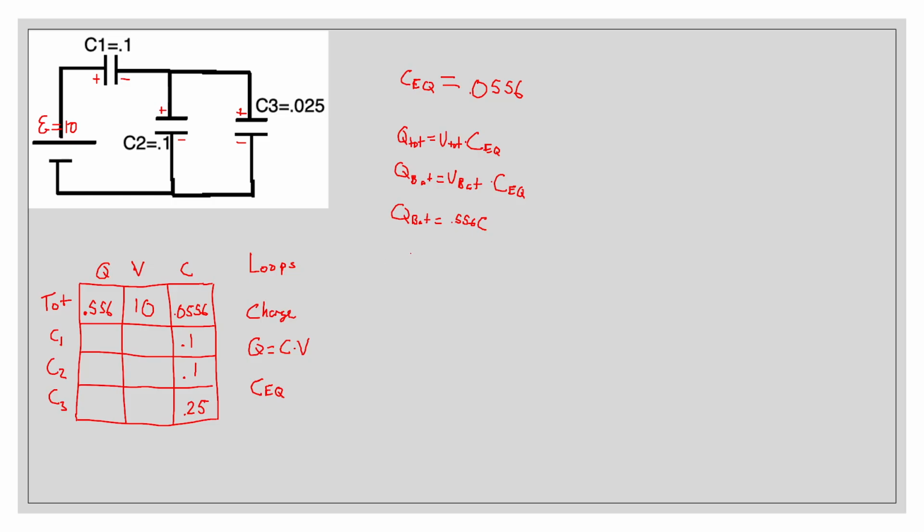So I know that Q battery is equal to Q1, so 0.556. Immediately, hopefully you noticed here, I've got a Q equals V times C situation. So Q1 equals V1 C1, right? Which means that 0.556 equals V1 times 0.1.